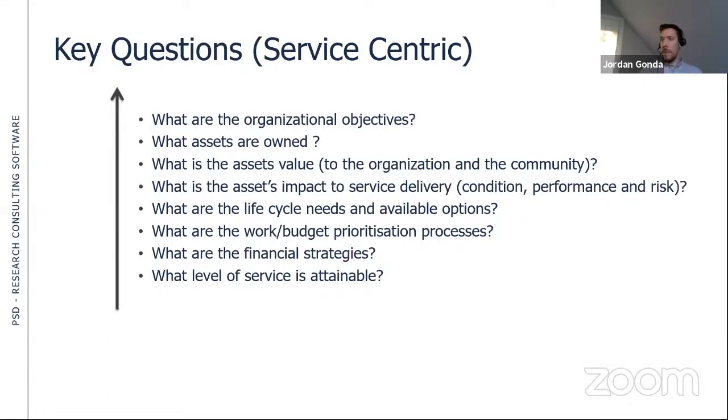Starting from the bottom, at the very basic level, we want to know what level of service is attainable. How many sewer backups is appropriate? How many complaints are appropriate? But in order to know that, we have to know our financial strategies. We have to know what kind of budgets we have to work with. In order to understand that, we have to know the budgeting process, the prioritization process. How do we shortlist projects?